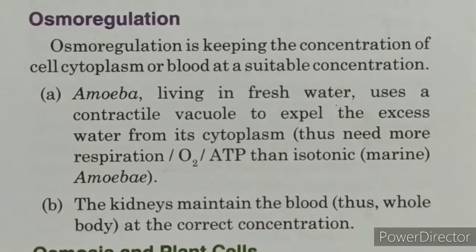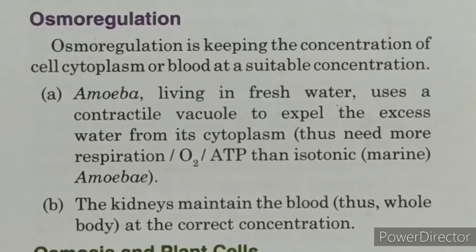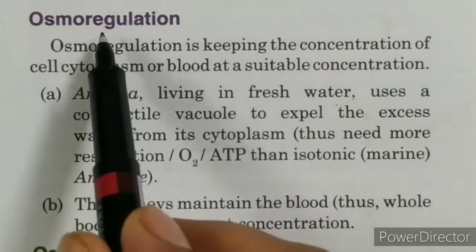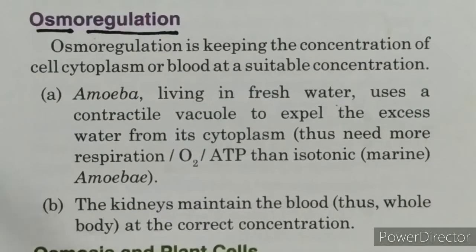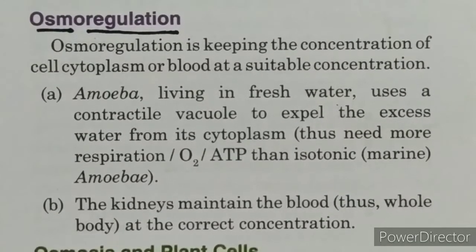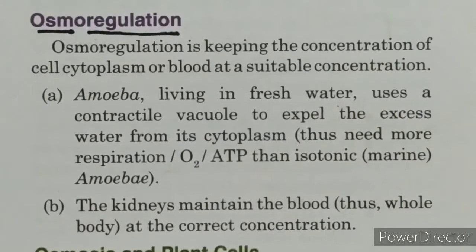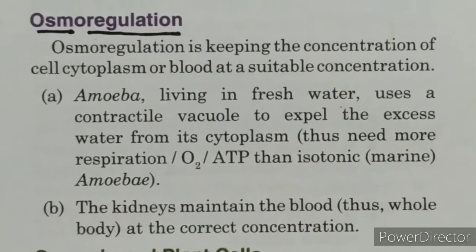Next we will see osmoregulation. So osmoregulation is keeping the concentration of cell cytoplasm or blood at a suitable concentration, which means it is the regulation of osmosis. So by osmosis, our body regulates the concentration. Inside the cell, there is cytoplasm, and there it maintains the level of water, because even a higher concentration of water can be harmful to us.